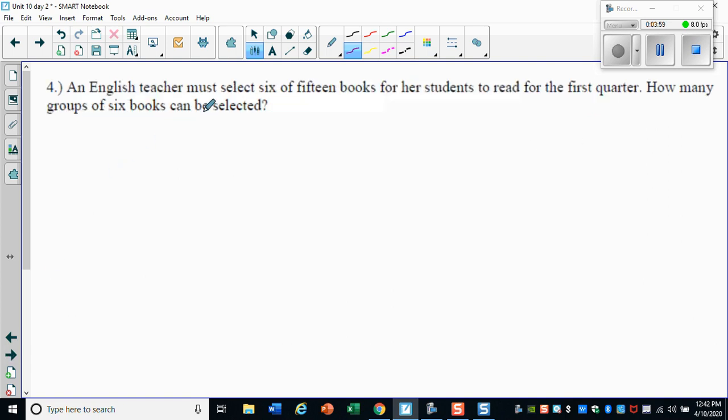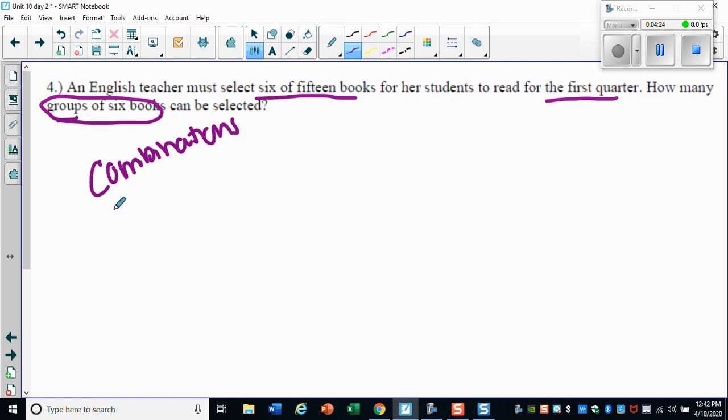Okay, question 4. An English teacher must select 6 of 15 books for her students to read in the first quarter. How many groups of 6 books can be selected? Now, notice this is not saying what order can she put them in, or what order she wants the students to read them in. No, it just says how many groups of 6 books. So once again, we're going to use combinations here because in this case, order does not matter.